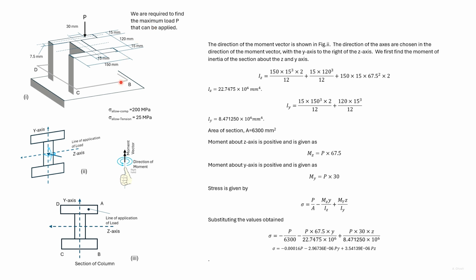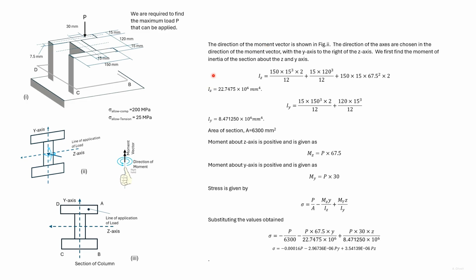Now in this problem, we are not given the load P. We are given the allowable stress in compression and the allowable stress in tension, from which we find the value of the load P that can be applied. That is the maximum value of the load P. We have been given the dimensions of the I section, so we know the area of the section and we can find out IZ and IY.